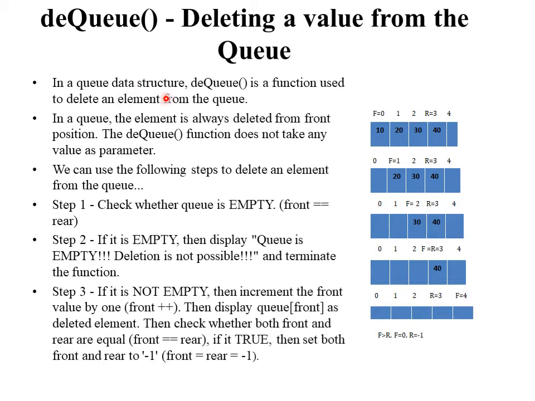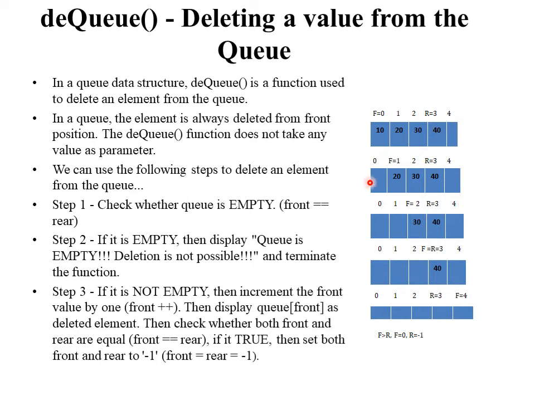In a queue data structure, dq is a function used to delete an element from the queue. Sorry, this is the function. In a queue, the element is always deleted from the front end, that is when f equals 0 position, and the dq function does not take any values as a parameter. We can use the following steps to delete an element from the queue.